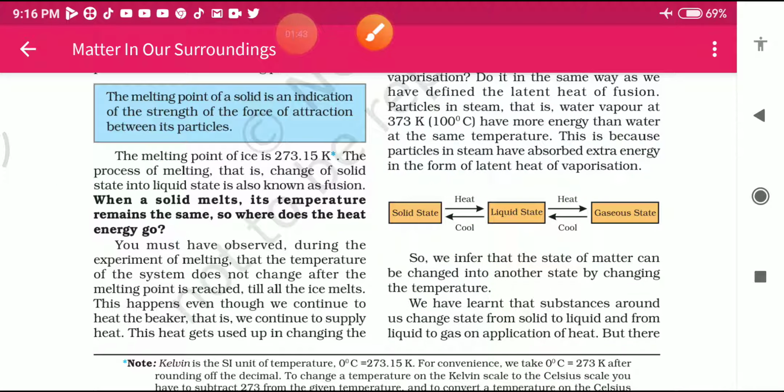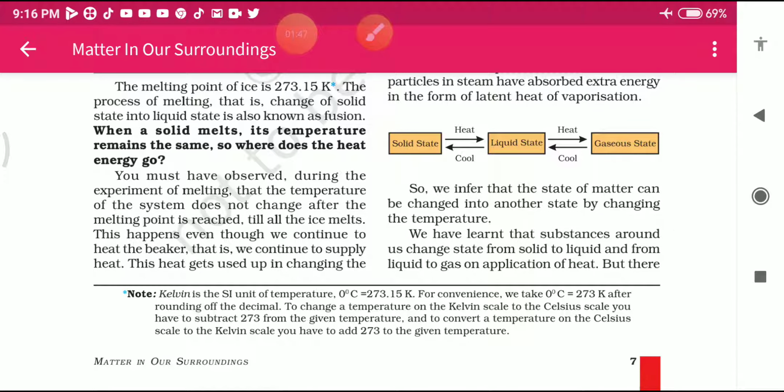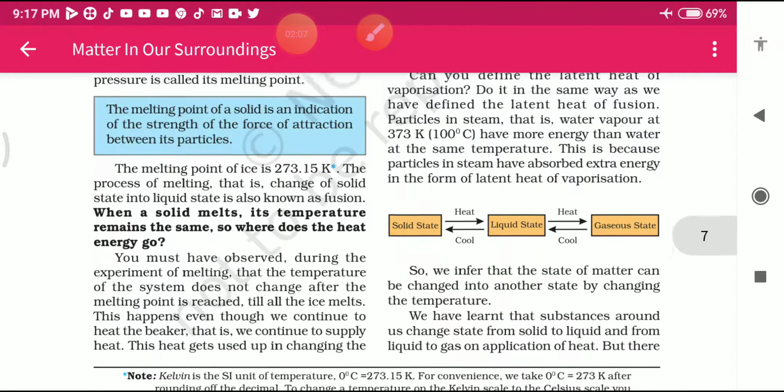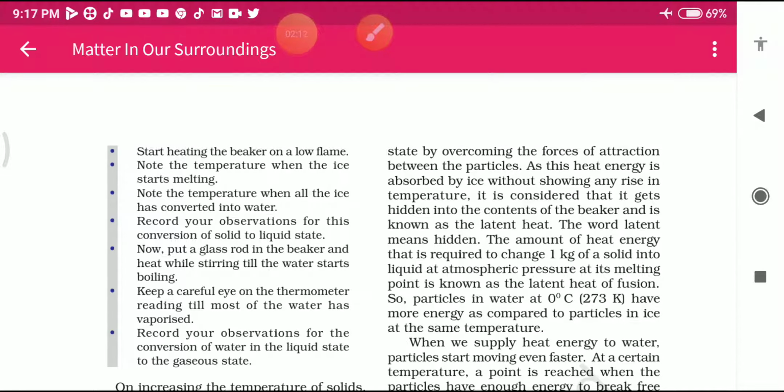Let's start now. See in this paragraph, you must have observed during the experiment of melting that the temperature of the system does not change after the melting point is reached, till all the ice melts. This happens even though we continue to heat the beaker, that is, we continue to supply heat. The heat gets used up in changing the state by overcoming the force of attraction between the particles.